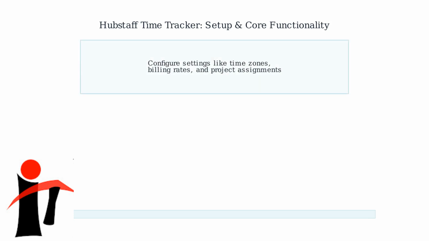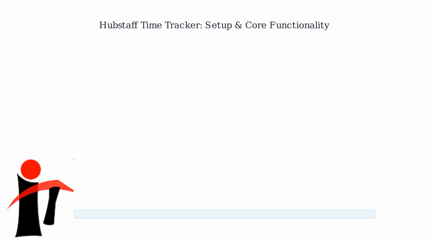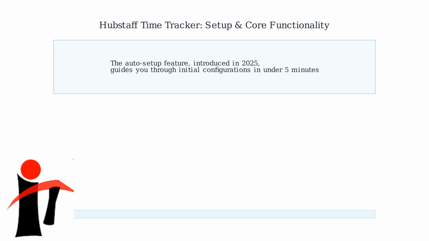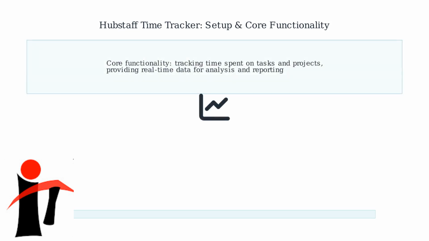Then, configure settings such as time zones, billing rates, and project assignments. The Auto Setup feature, introduced in 2025, guides you through initial configurations in under 5 minutes. The core functionality revolves around tracking time spent on tasks and projects, providing real-time data for analysis and reporting.